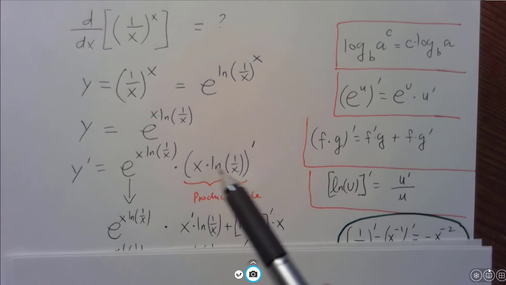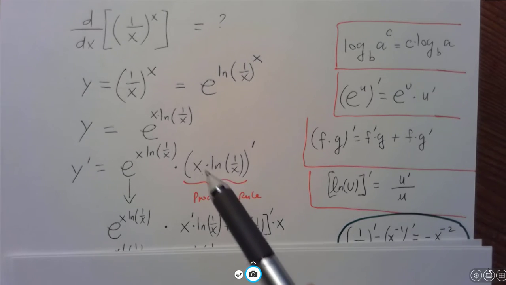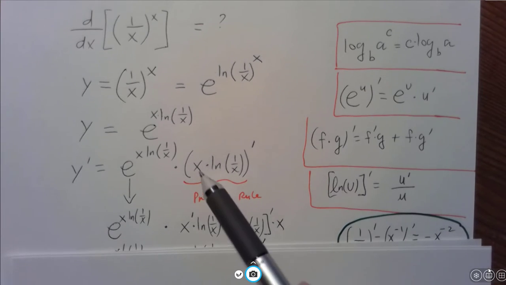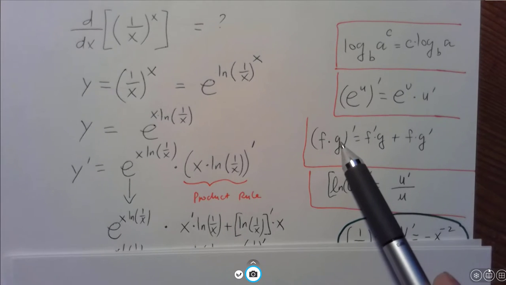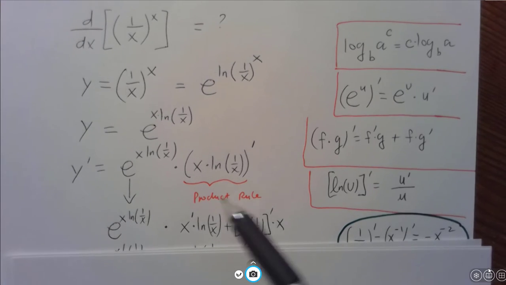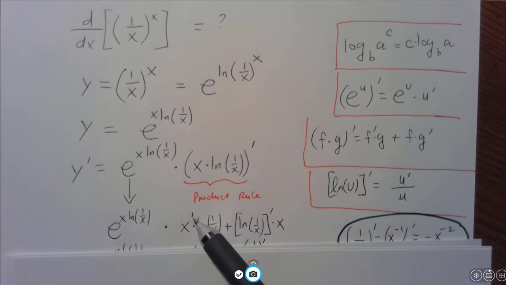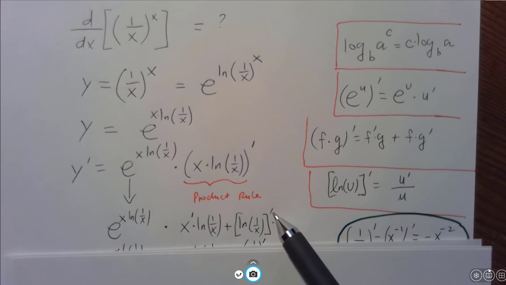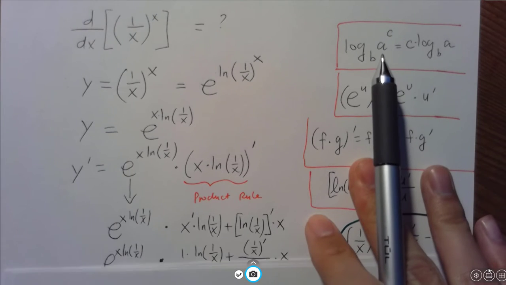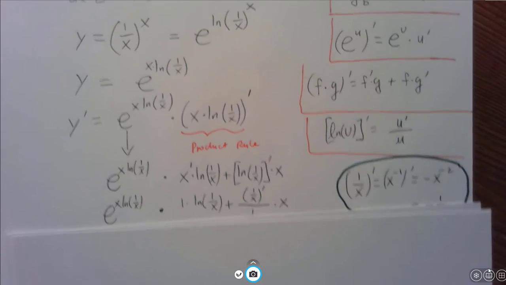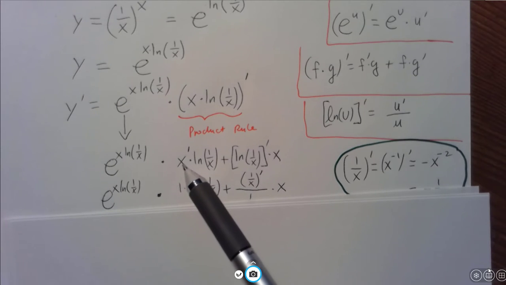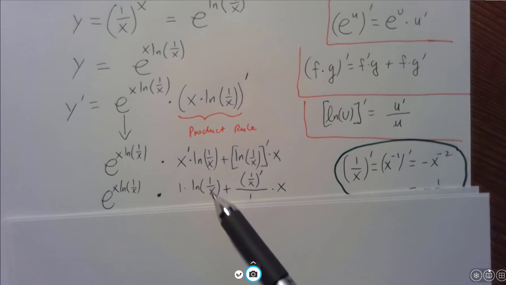Now, there are two terms here. The first term represents f, which is x. ln 1 over x is g. Now, using the product rule, the first function x take the prime, and then multiply by the second function, the normal second function. And then add the second function, ln 1 over x, take the prime, and then multiply by the first function, which is x. And now let's try to simplify that further. We know that the derivative function of x is just 1. So that becomes 1, and carry down the ln 1 over x.